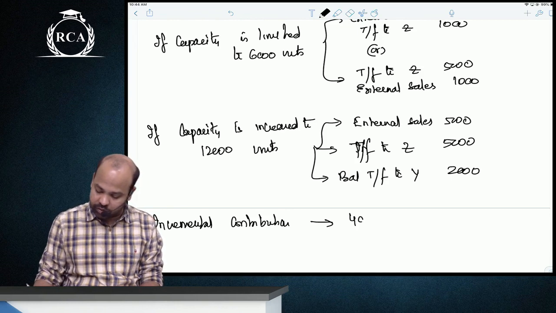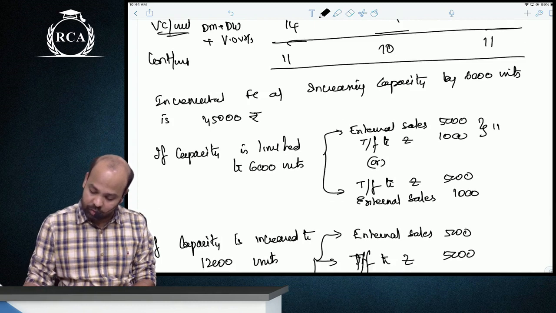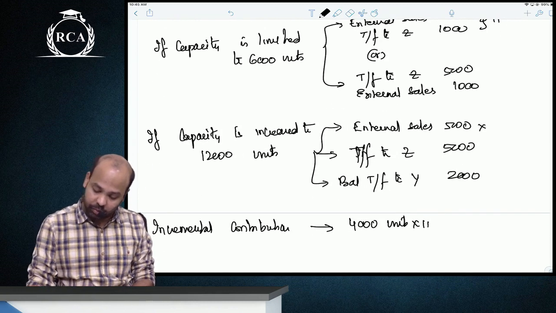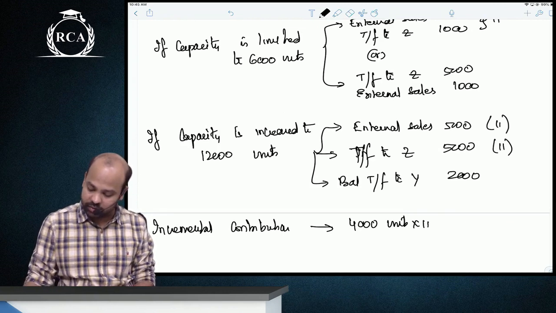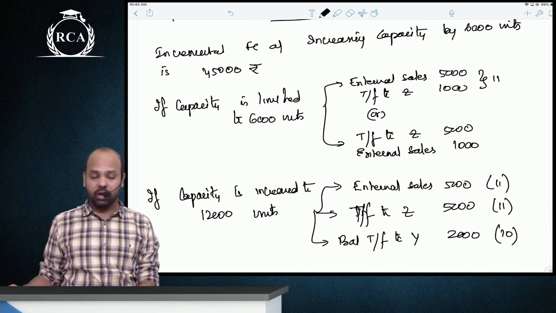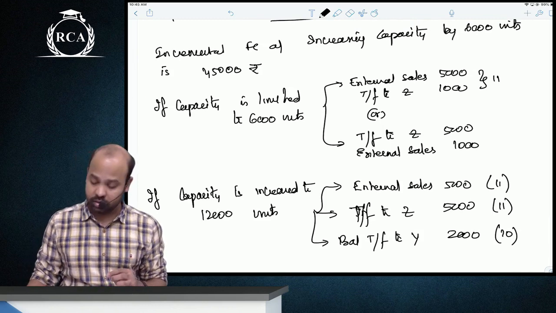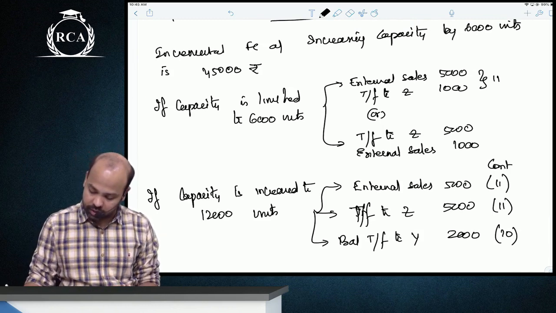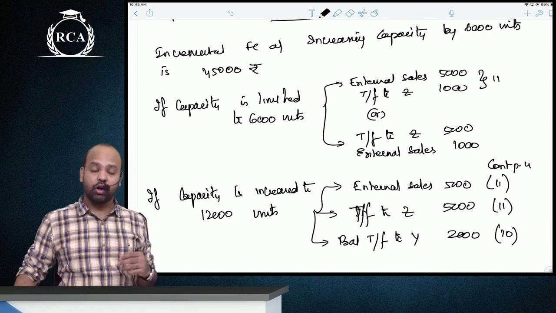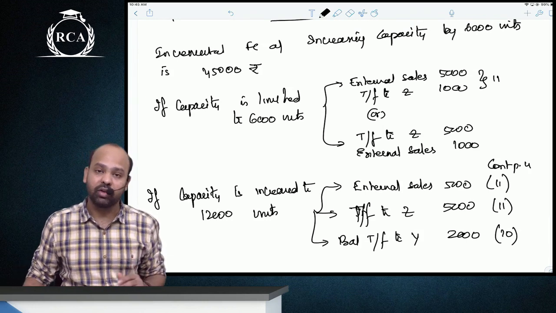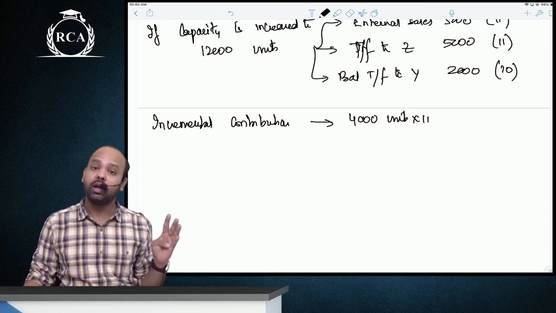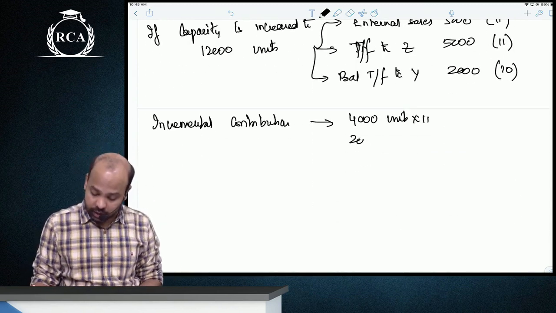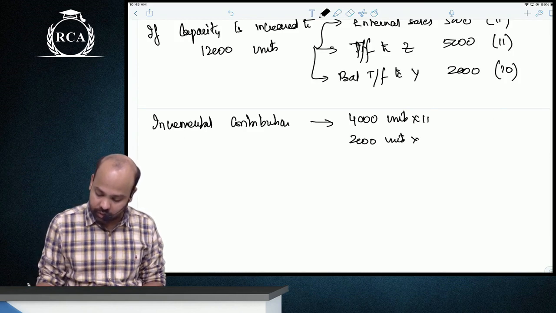On 4,000 more units, they are going to get 11 rupees. All of this is at 11 rupees only. Here the contribution is 11 rupees per unit, here 11, here 10. These are all contributions per unit. Earlier they were getting a contribution of 11 rupees per unit on 6,000 units. Now they're going to get 11 rupees on 10,000 units, which means incremental 11 rupees on 4,000 units. And also, on 2,000 units they are going to get 10 rupees.